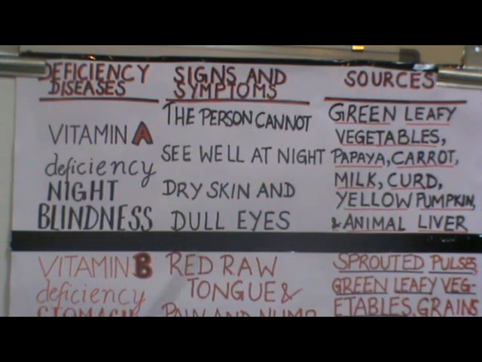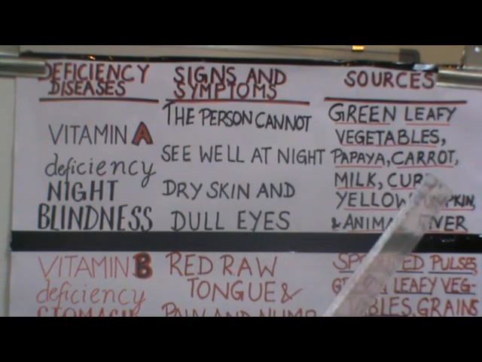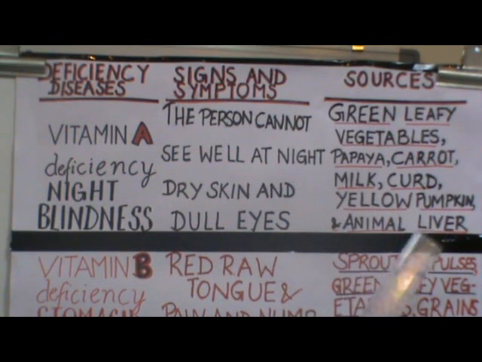Now here, the symptoms of night blindness are: the person cannot see at night properly, the skin of the person becomes very dry, and the person has dull eyes. This can be prevented by including green leafy vegetables, papaya, carrot, milk, curd, yellow pumpkin and animal liver.